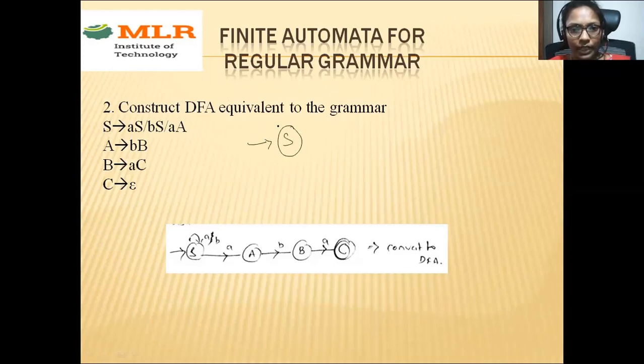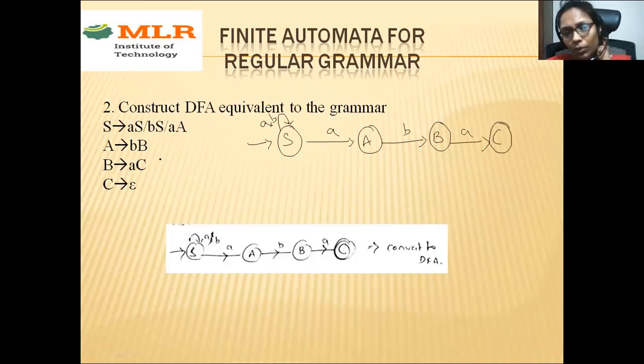Then S on A goes to S itself. On B also it is going to S itself, so A comma B. And S on A is going to A. Now S transitions are over. A on B is going to another state called B. Then B on A is going to another state called C.